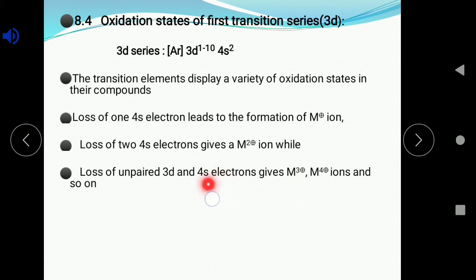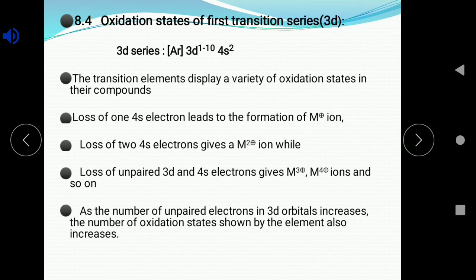If along with 2 electrons of 4s, it loses 2 D electrons, then it will form M plus 4 ion. Like that, M plus 5 ion and M plus 6 are also possible by donating 3d electrons which are unpaired and which are there in the last shell. So, because of the variety of oxidation states, it forms a number of compounds.